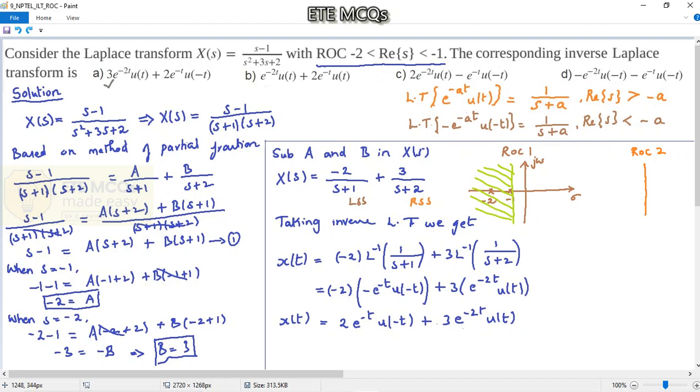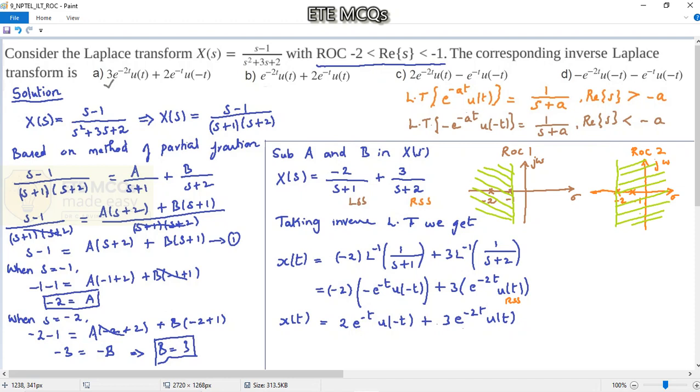Since ROC2 is for a right-sided sequence, with sigma, j omega axes and poles at minus 1 and minus 2, and since the second term is a right-sided sequence, you will have the ROC on the right-hand side of the pole minus 2. It extends up to infinity.